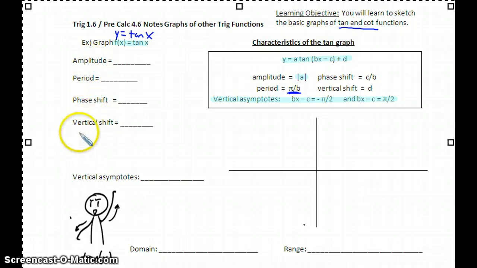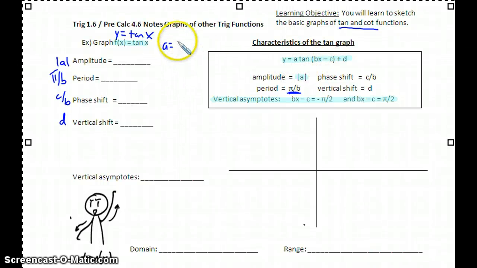So let's go through and find the amplitude, period, phase shift, and vertical shift of this graph. So again, if you just list your formulas off to the side, remember that our period has changed to pi over b now. And in this problem, my a value, which is the number in front of the tangent, would be 1. My b value, which is the number in front of the x term, is also 1. I've got an imaginary 1 here.